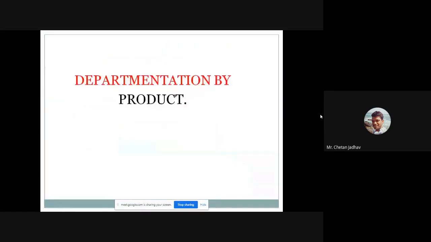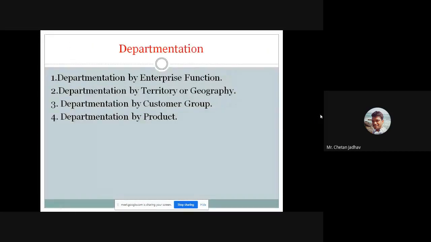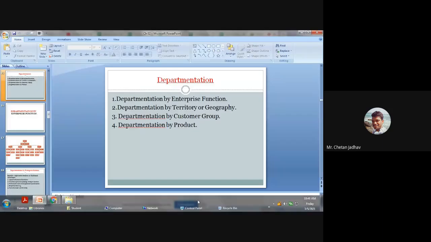So these are the different departmentation as per the different groups. So we have discussed today the departmentation point, and it is very much required as per any organization. So today we have discussed enterprise function, territory or geography, customer group or product. Rather than these four types of departmentation, we will see one short video regarding this departmentation. Only 4 to 5 minutes we will see this video, and then we will continue with the remaining part.